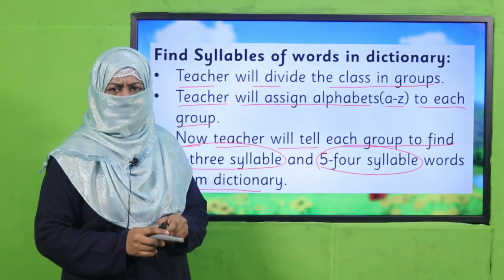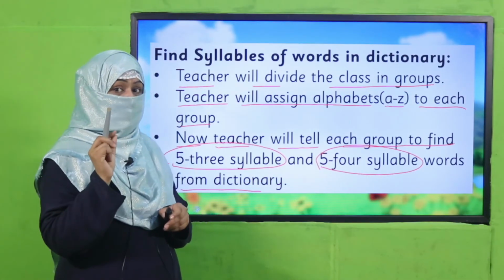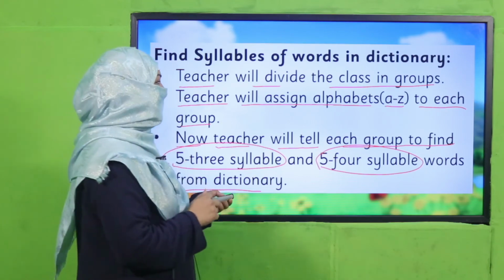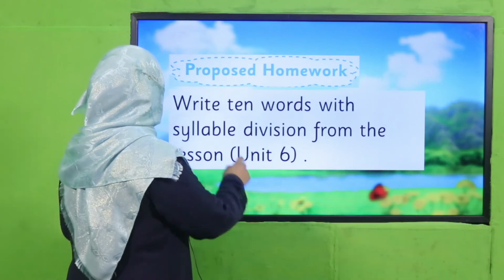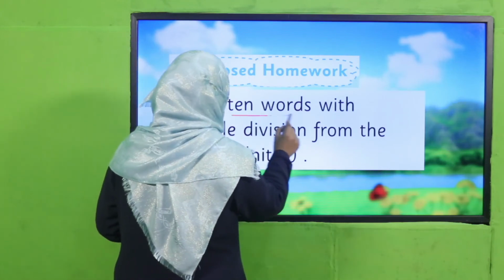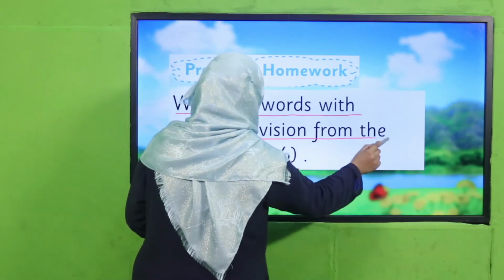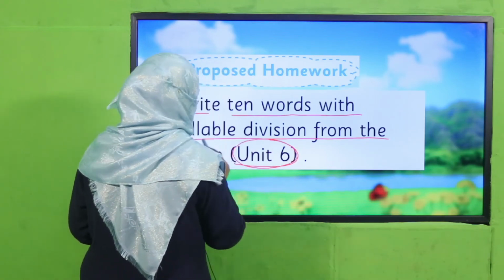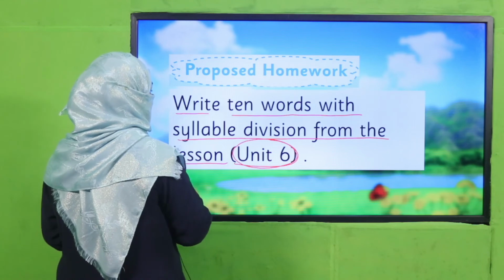Yes, my dear students, are you done with it? Good job. I've taught you how to find words in a dictionary. I hope you could do it easily. Good job. So let's give you homework. Write 10 words with syllable division from the lesson. So you will take words from Unit 6 and you will make their syllables.